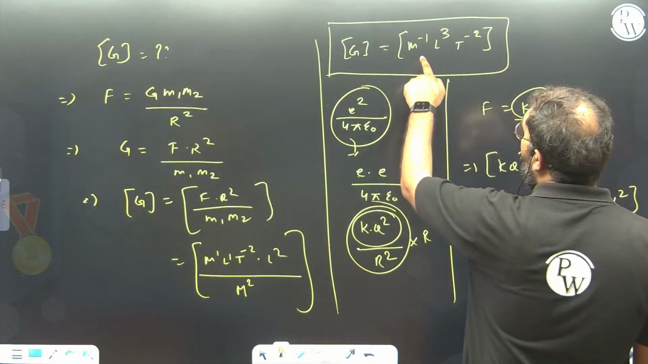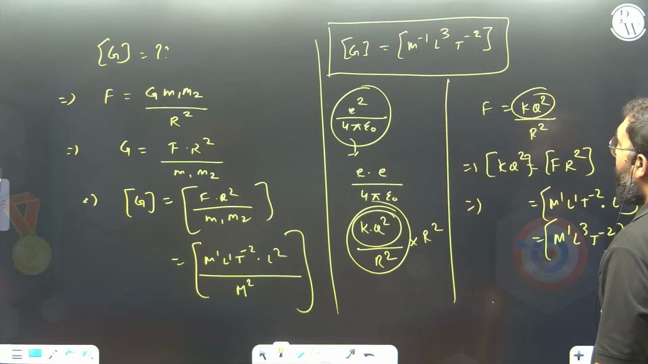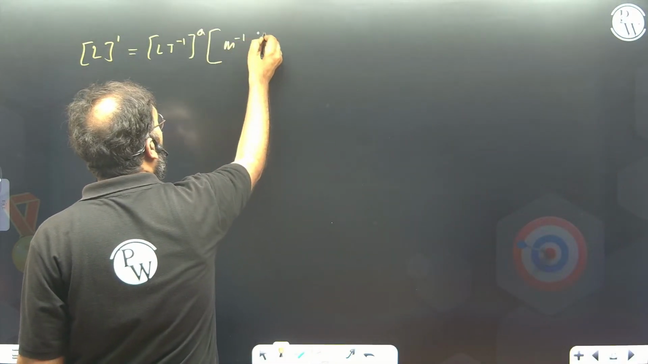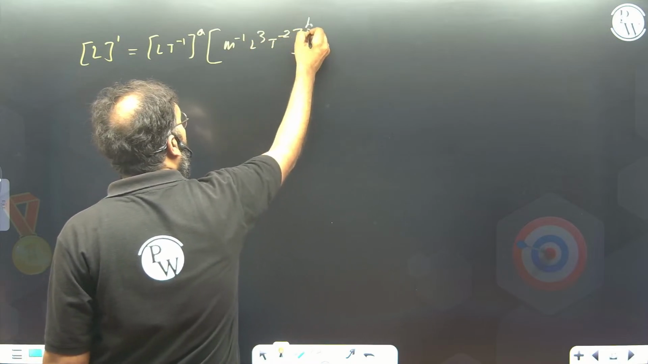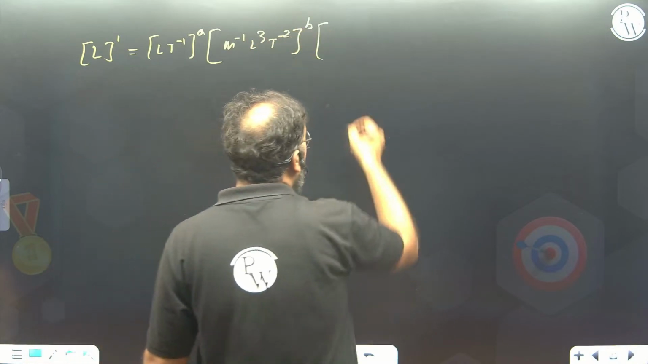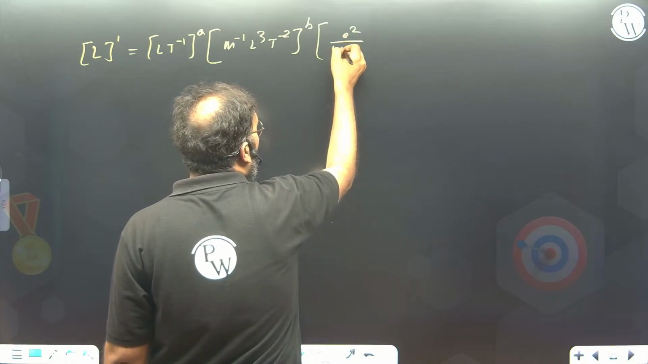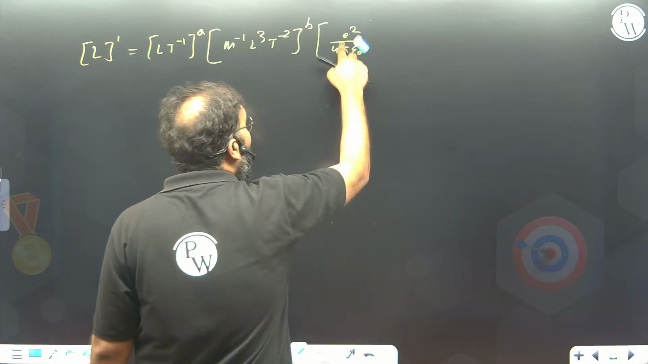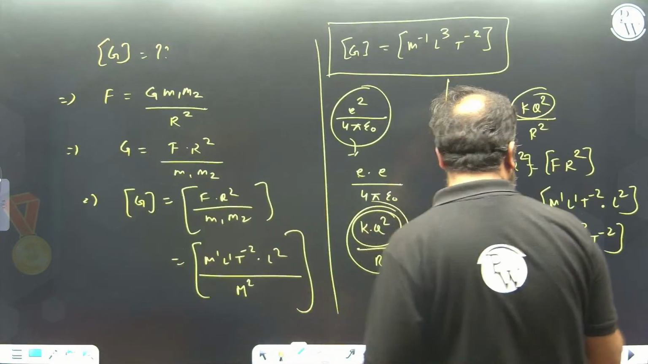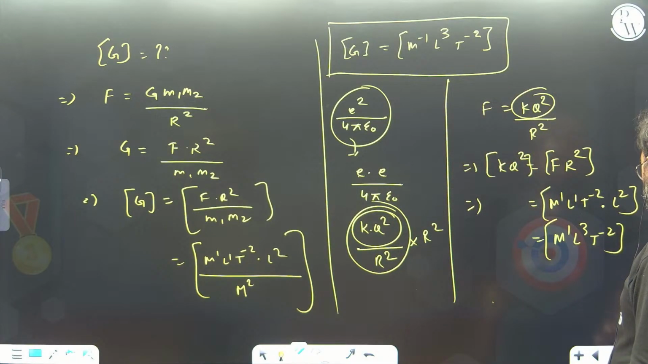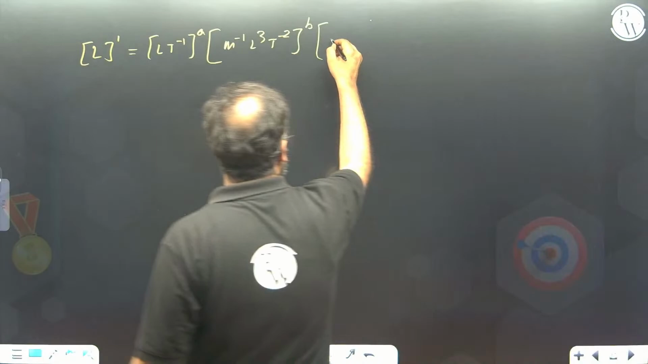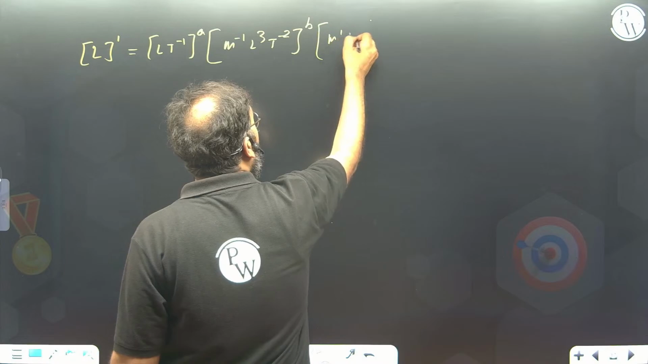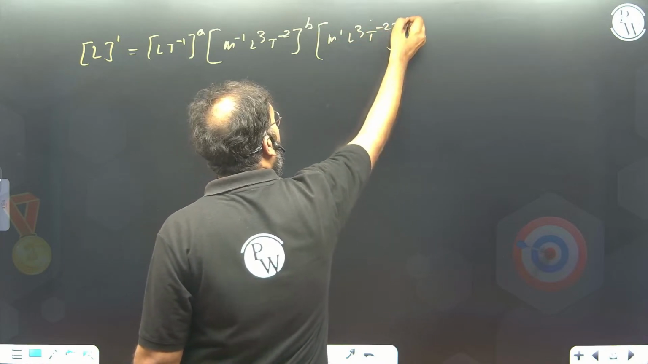Dimension of G is what? M minus 1, L 3 and T minus 2, and the power is B. And the third quantity is e square by 4 pi epsilon naught to the power of C. So we will write the dimension directly here. The dimension of this one is M1 L3 T minus 2, and this is to the power C.